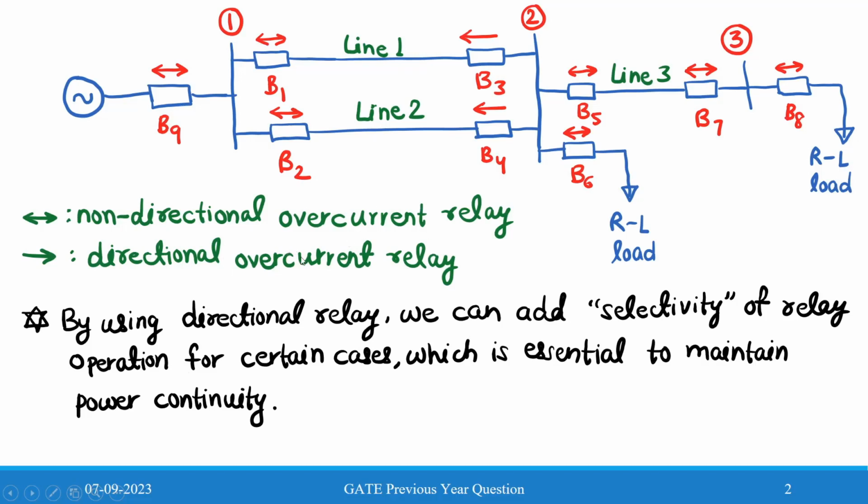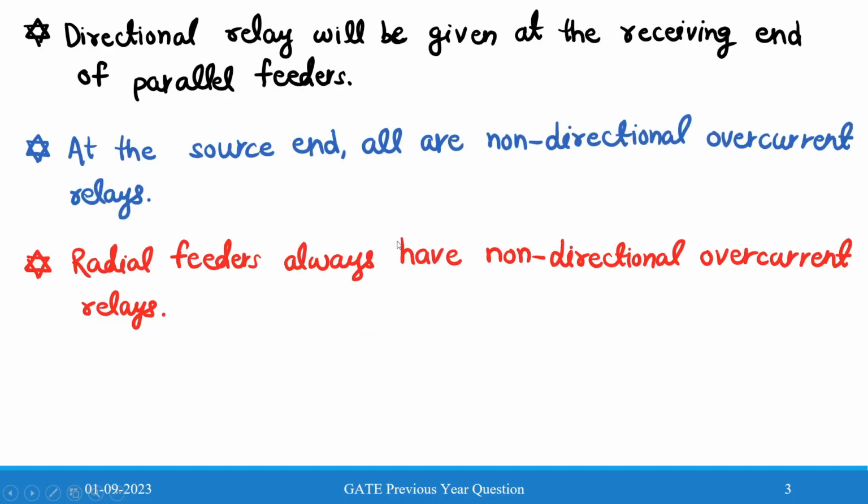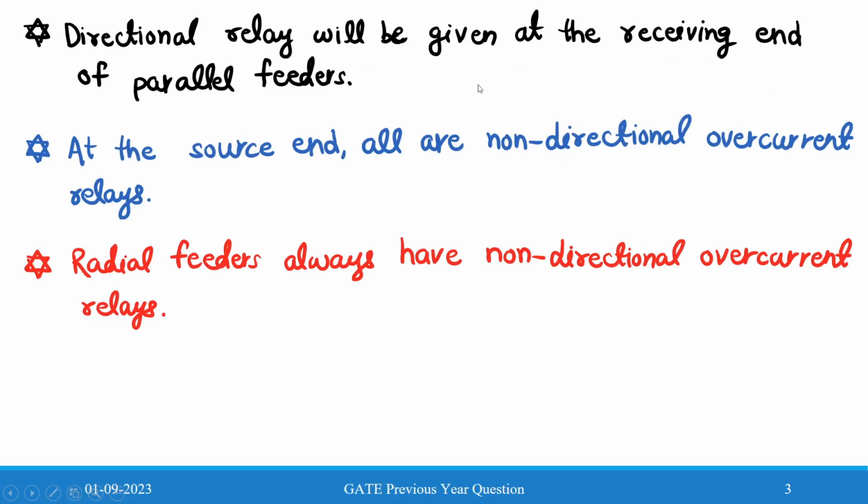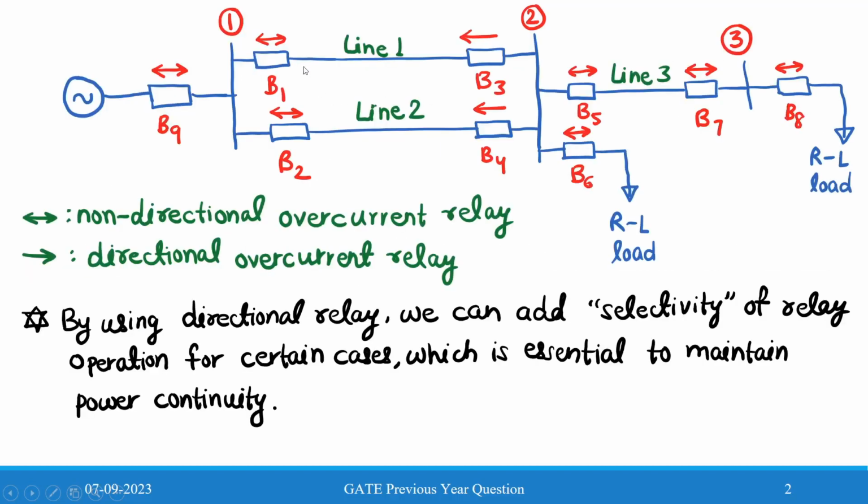Now I have noted down three important points to choose the directional relay and non-directional relay in the circuit. The first point is that a directional relay will be given at the receiving end of parallel feeders. We have these parallel feeders, line 1 and line 2, so a directional relay will be given at the receiving end. So R3 and R4 will be the directional relays.